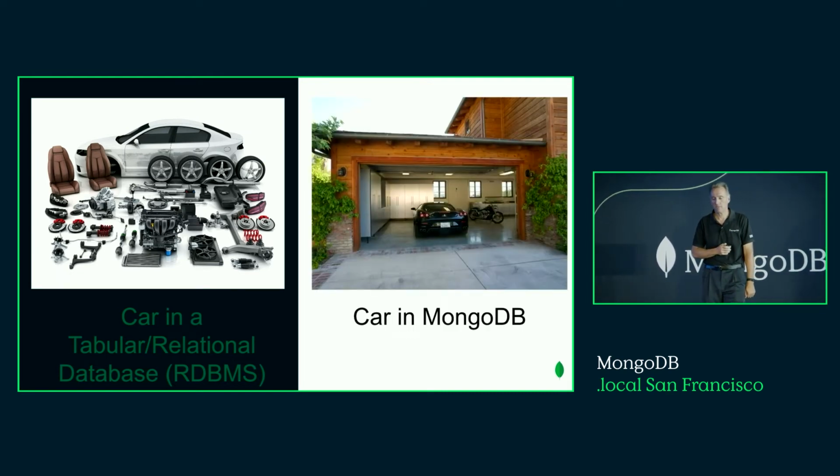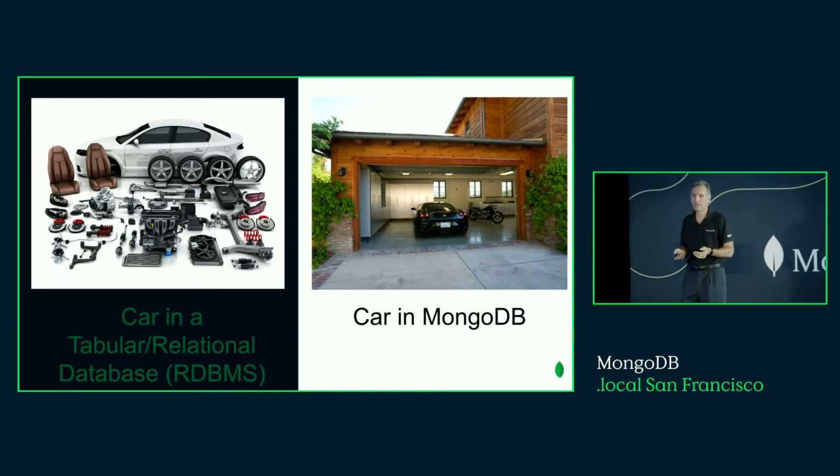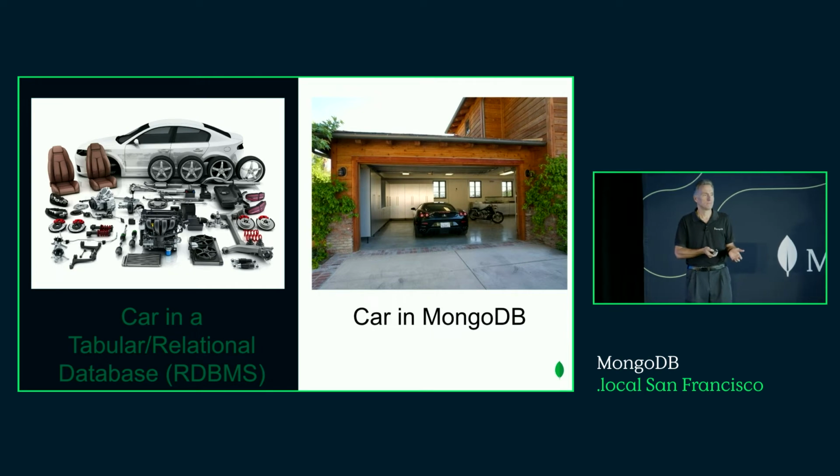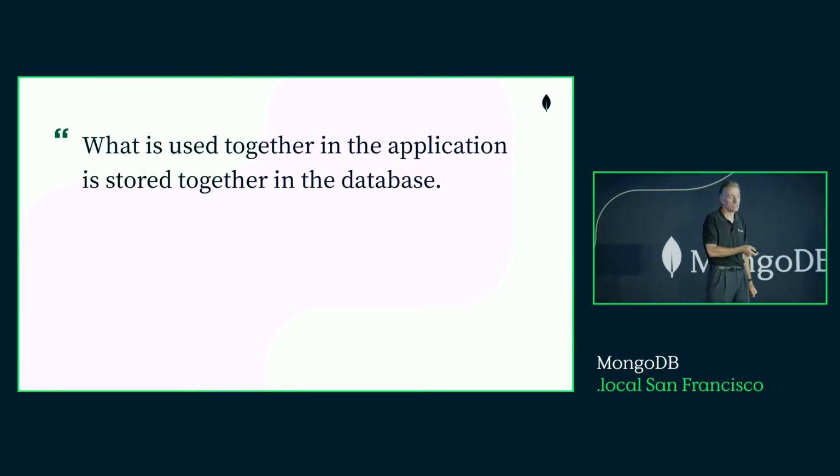When you model for MongoDB, all the parts that are used together are stored together. Okay? So what is used together in the application is stored together in the database. That should be a very good indicator of how you're going to put your information in collections.